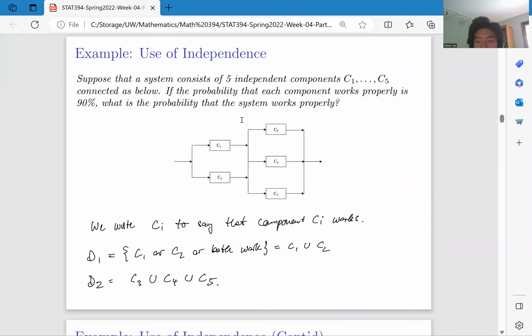And let's see another example here, the use of independence. Suppose a system consists of 5 independent components, C1 to C5, and they're connected as below. C1, C2 are in a union. C3, C4, C5 are in a union too, but between C1, C2 and C3, C4, C5, they are not in a union. They're in a chain.